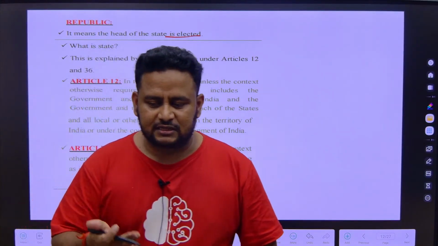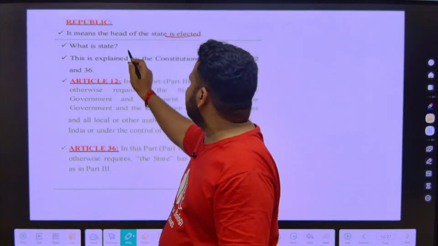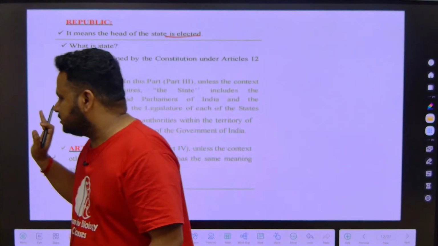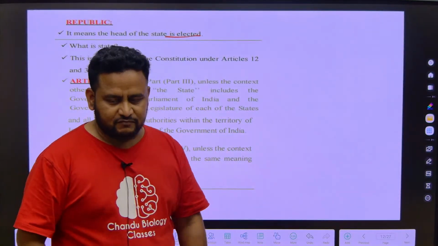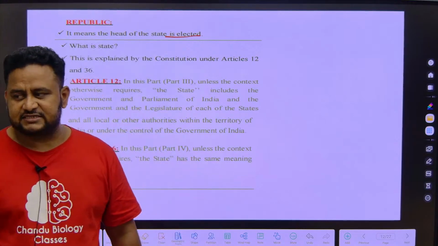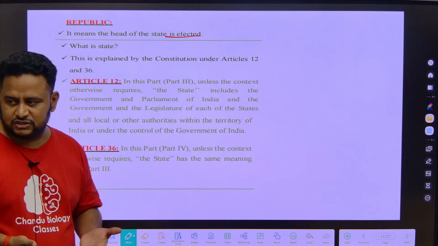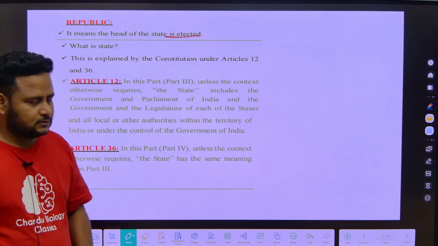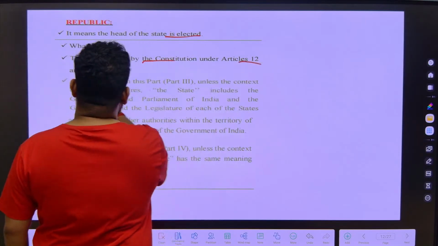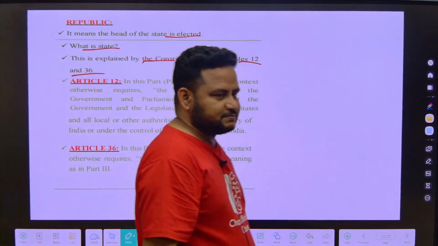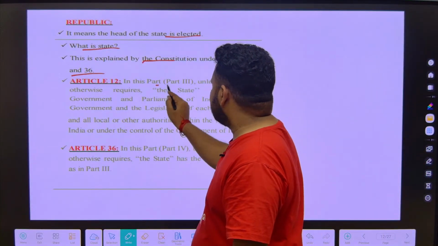So here, that means the head of the state is elected. Republic means the head of the state is elected. Got it? So this is the meaning of it. Please keep this in mind. When they ask about republic, the head of the state is elected. That means our president is an elected president. Draupadi Murmu, she is an elected president, correct? Next thing is, what is a state? This is explained by the constitution under Article 12 and 36. Article 12 is in Part 3.